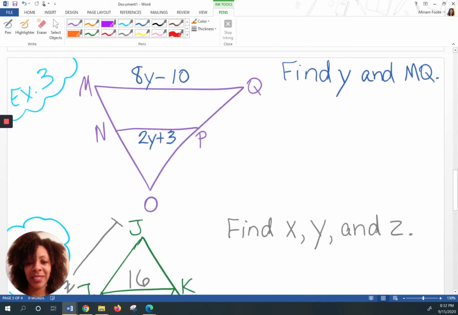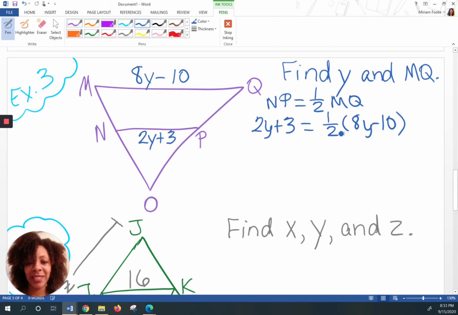I'm still using the same theorem, the triangle mid-segment theorem. However, I have expressions this time. So again, it is so much easier if you just go ahead and set up the formula as you know it. The mid-segment NP is equal to 1/2 of the side that is parallel with it, which is MQ. Now go back and substitute what you know. NP is 2y plus 3. I know that it's going to be equal to 1/2 of MQ, which is 8y minus 10.